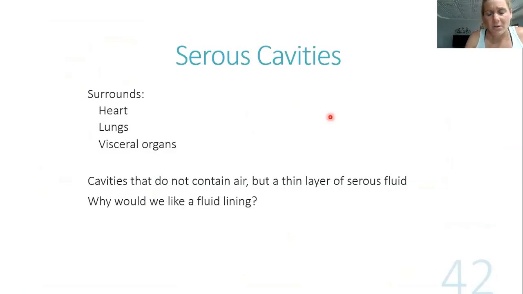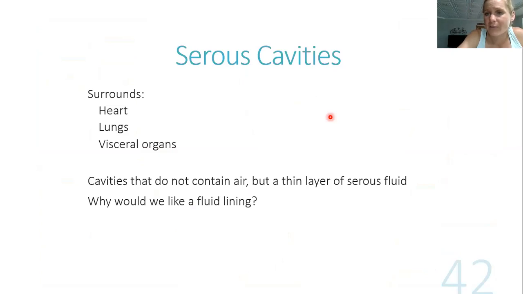So we have these serous cavities, and serous means fluid-like, or it's got a layer of fluid with it. We have these cavities that are fluid-like or wet, think of it that way, that are surrounding the heart, lungs, and visceral organs. So the cavities don't contain air, but they contain a thin layer of serous fluid.